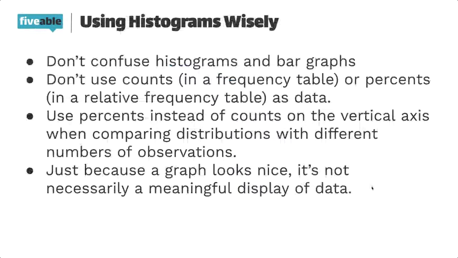Use percents instead of counts on the vertical axis when comparing distributions with different numbers of observations. So if we want to compare 2 data sets, but we didn't collect the same amount of data, we want to use percent instead of counts on the vertical axis, because that's going to give us a better idea of how they compare to each other. If I take a large data set in one, a small data set in another, of course there's going to be more data in the larger data set because we just collected more. So using percents kind of equals it out.